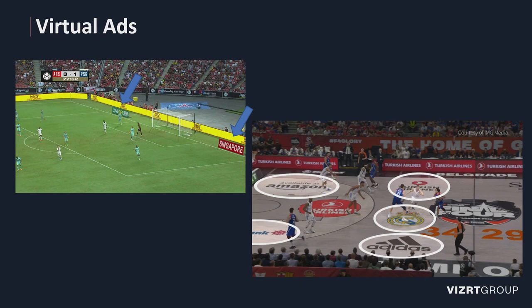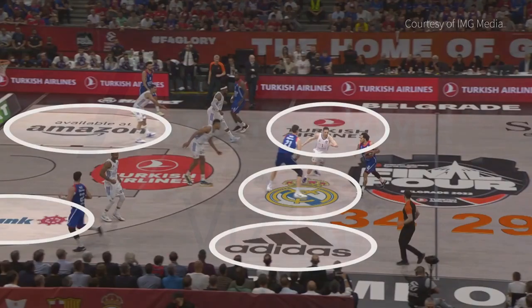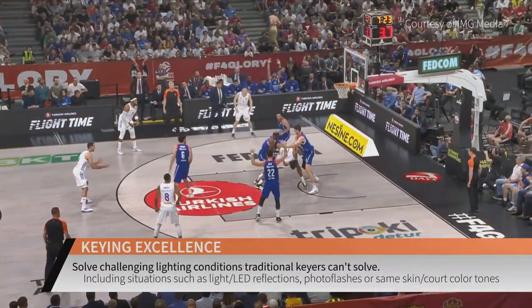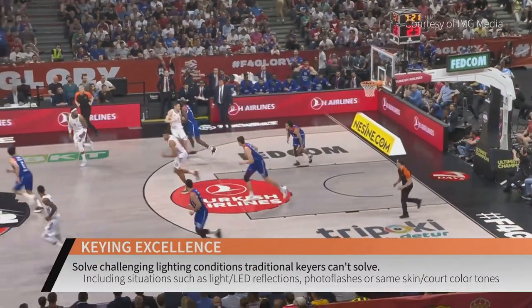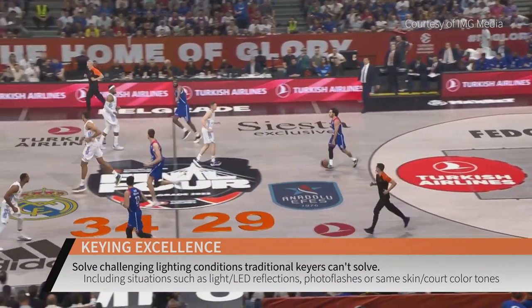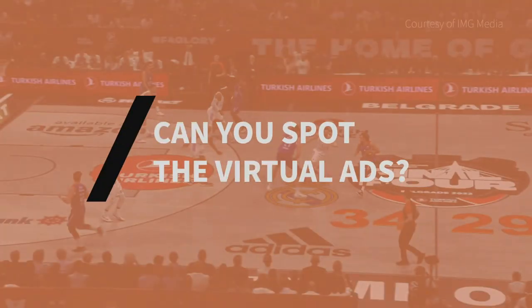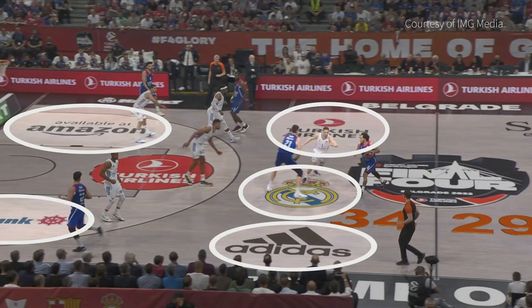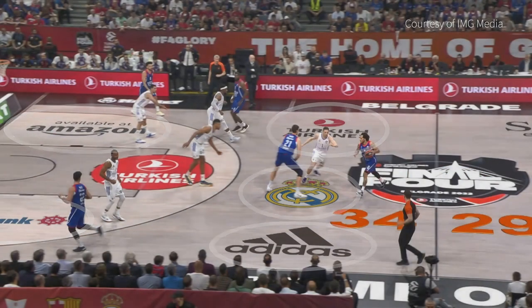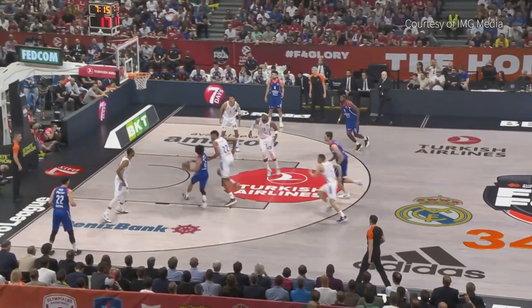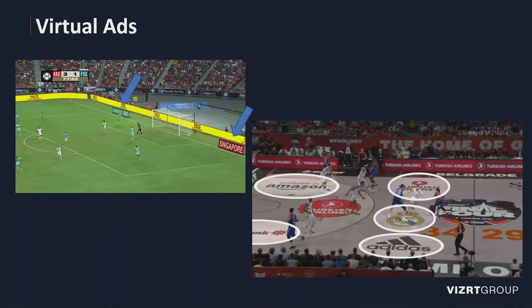So you can show this advertisement as if it were in the arena. People are looking at the game, and they also, unfortunately, look at the advertisement at the same time. And in here, you'll see that some of those are real, some of those are fake. But when you look at the game, you can't really tell which is which. But actually, all of these are virtual, right? They are all added in post.